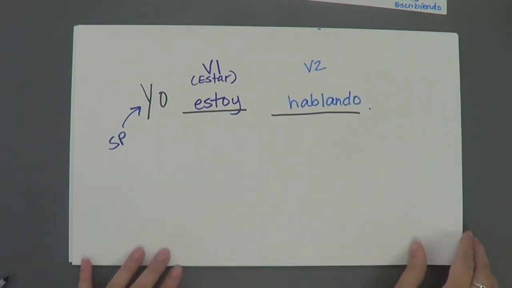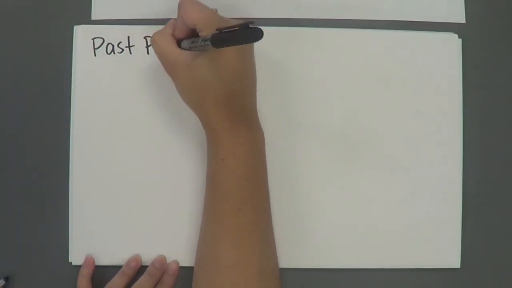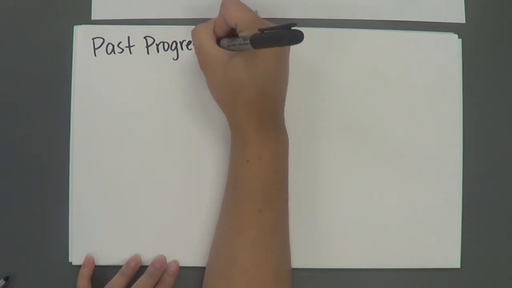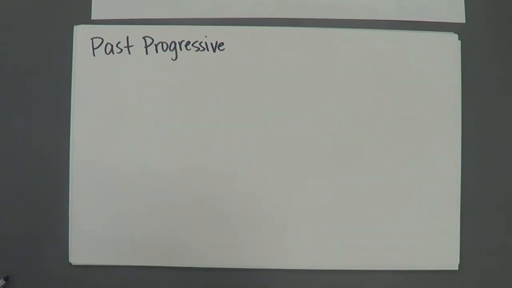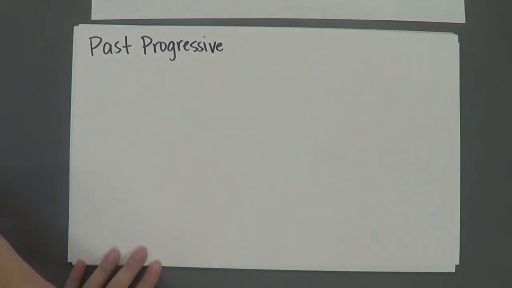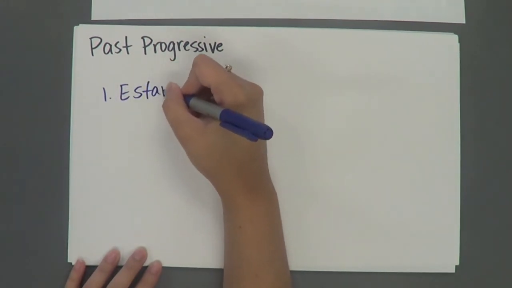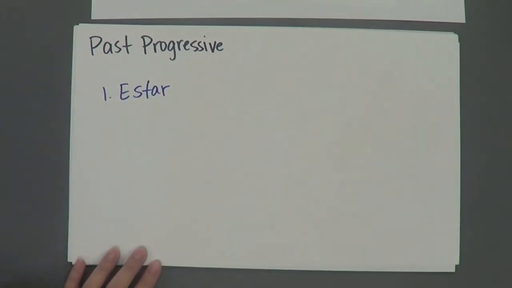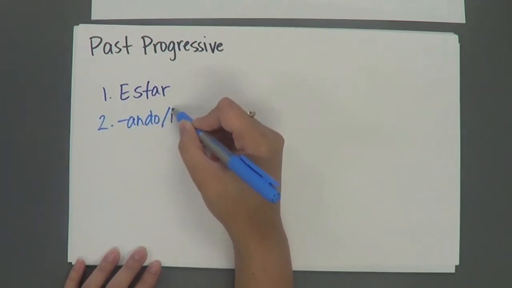Now, we have the same thing for the past. So we'll go ahead and switch to another paper. So we have the past progressive, and if the present progressive was indicating a continuous action, this is going to be indicating a continuous past action. So it's the same thing. The only thing that's going to change is going to be the estar, and then the endings for ando and yendo will stay the same.